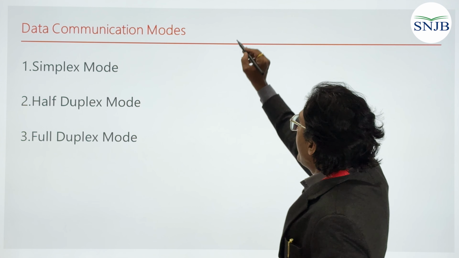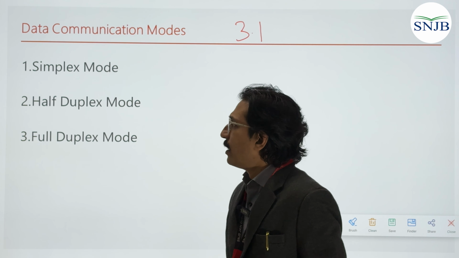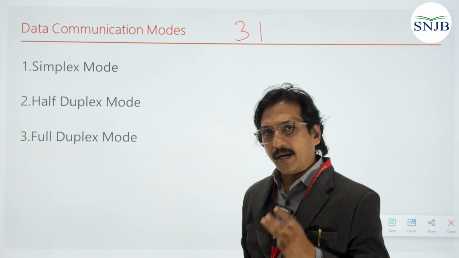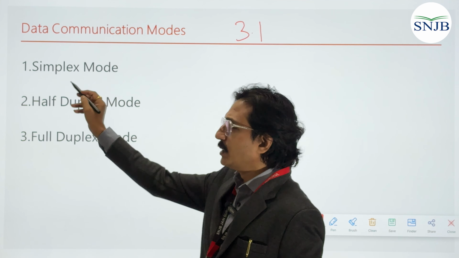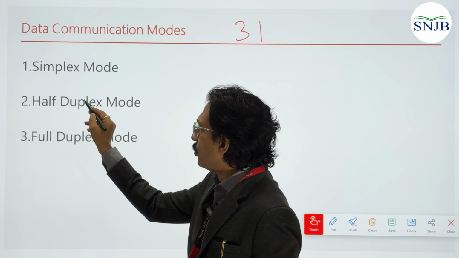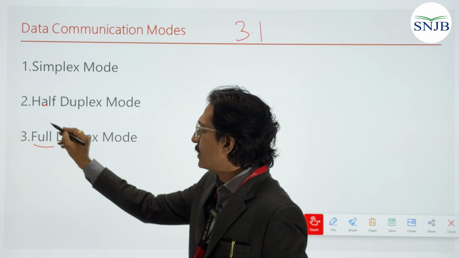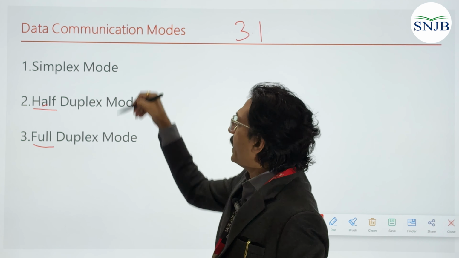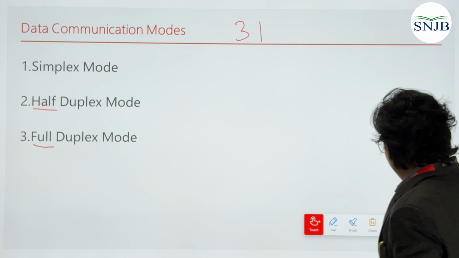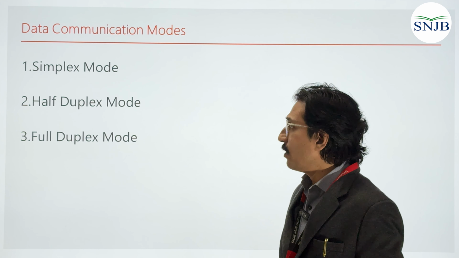As far as 3.1 is concerned, it covers data communication modes. There are 3 fundamental modes. One is the simplex mode, then there is duplex, where 2 types are there: one is half duplex and the second one is full duplex. So these are the data communication modes. Now one by one we will see the theory behind them and how they work.